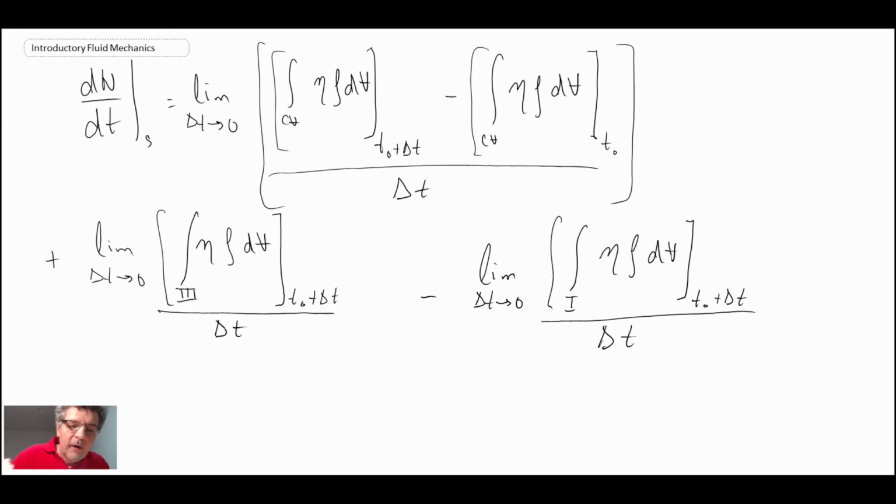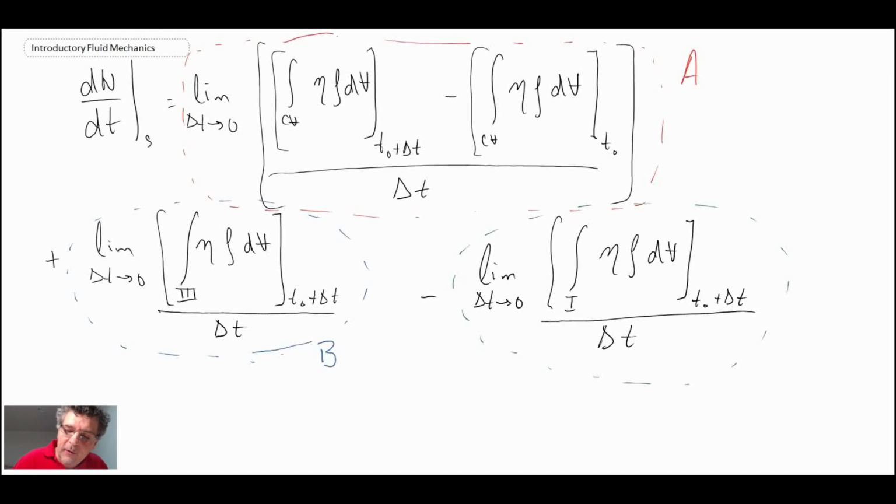Okay, so our equation is getting cleaner and cleaner. That's a joke. Now I'm going to take this and call it A. That's the thing that had only control volume integrals. Then I'm going to take this here and call it equation B. And then this one here we're going to call equation C.